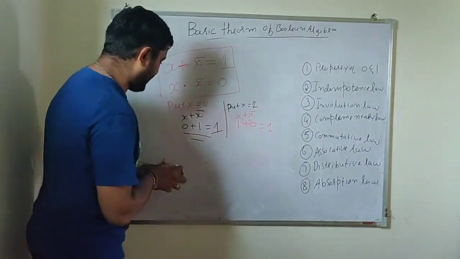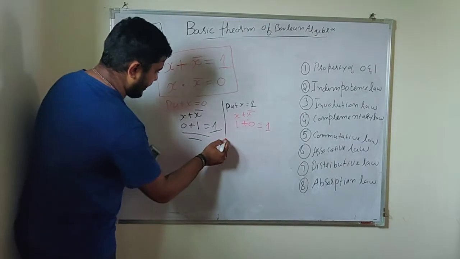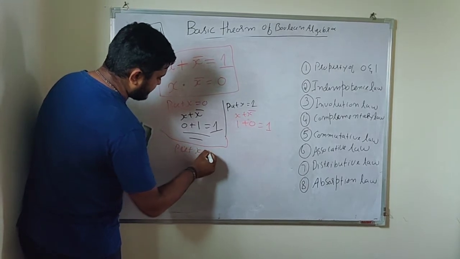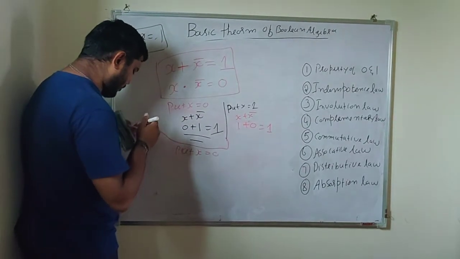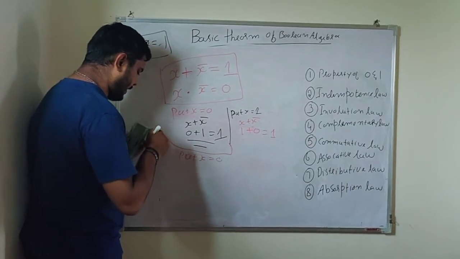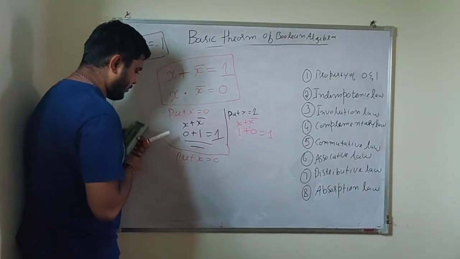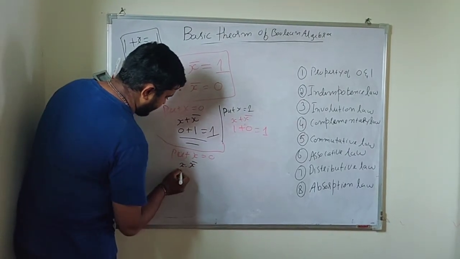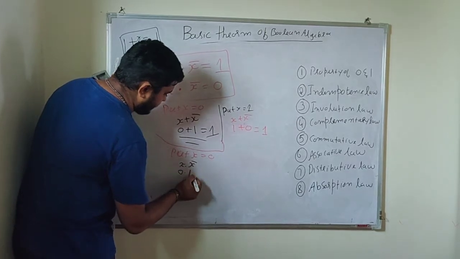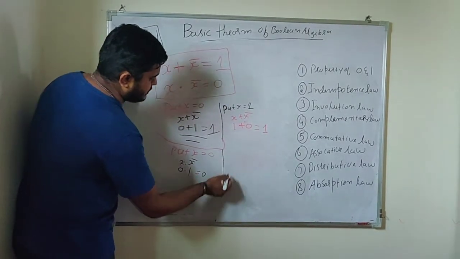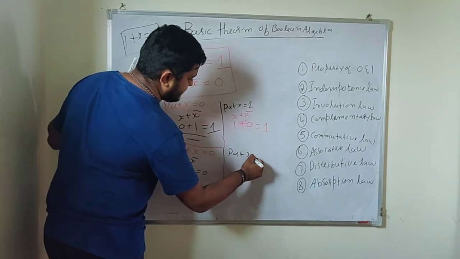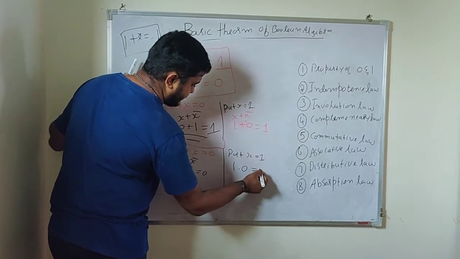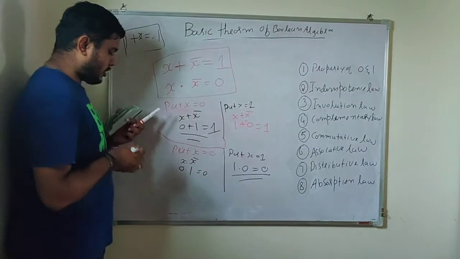So how do you prove that? Take the example now. See here, put x is equal to 0. If you put x equal to 0 in the equation, then what happens? x into x bar: x is 0 into x bar is 1, which is equal to 0. Now put x is equal to 1. So 1 into 1 bar, which is 0, is equal to 0. So this is called the complementary law.